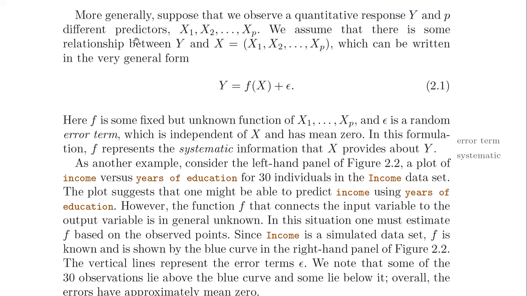Let's get started. More generally, suppose that we observe a quantitative response. This is our output, what we're trying to model, Y, and p different predictors, your input variables, from x1 all the way to xp. p is, of course, an integer. We assume that there is some relationship, and this is what we're after, between Y and this vector of variables.